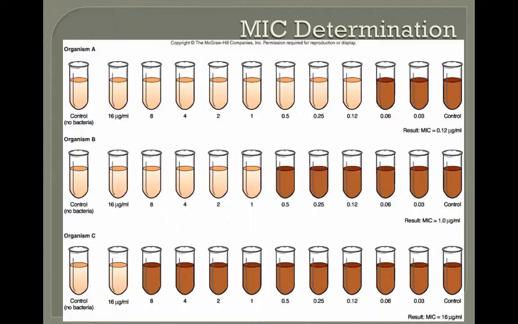But now look at organism B. What's the minimum inhibitory concentration on that one? 1. And what is it for organism C? 16. Organism C is more resistant to that drug compared to organisms B and A.